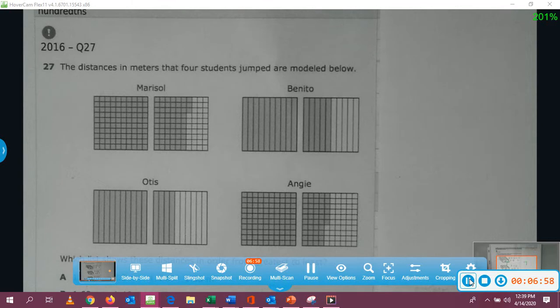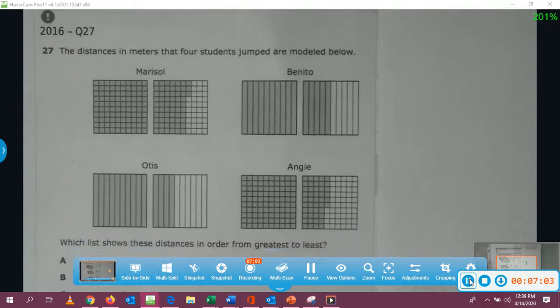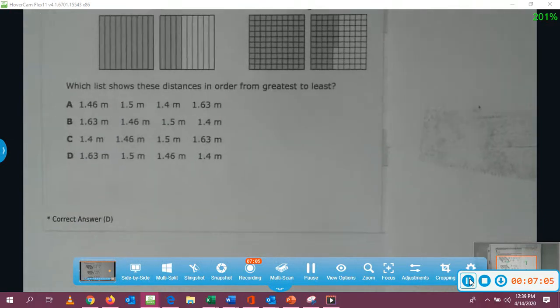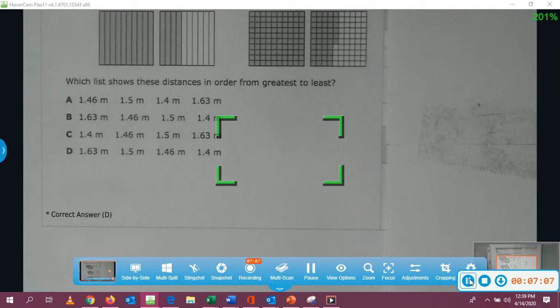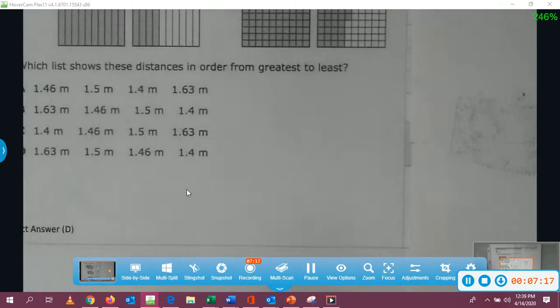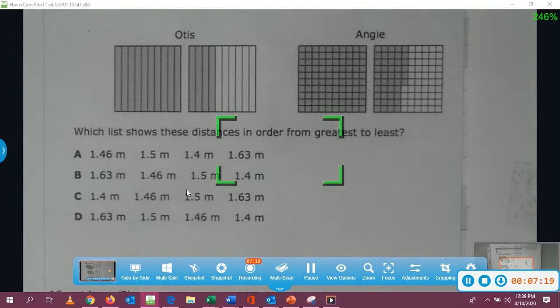Okay, so here goes the question. We'll go back to these in just a second. Which list shows the distance in order from greatest to least? And your answer choices are here. Pause it if you need to. So we're going to go back to this.